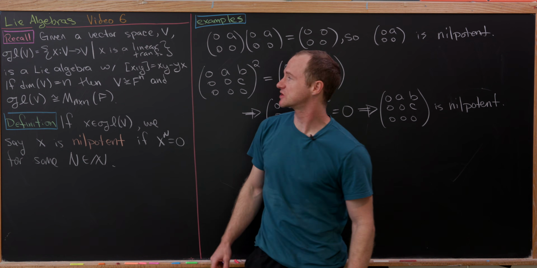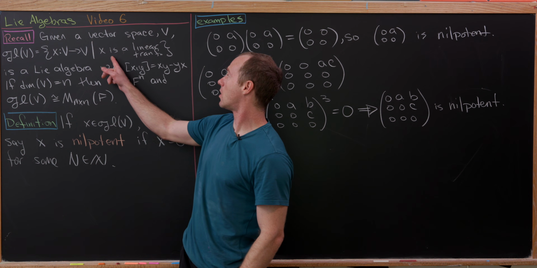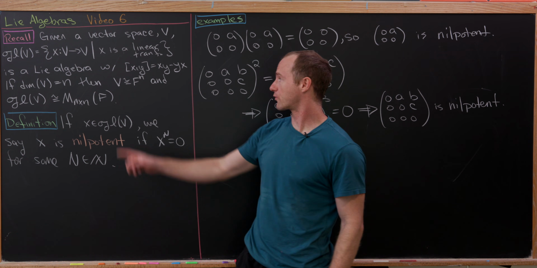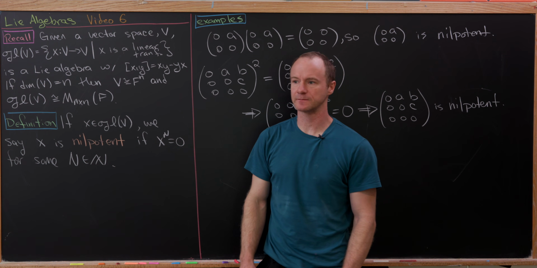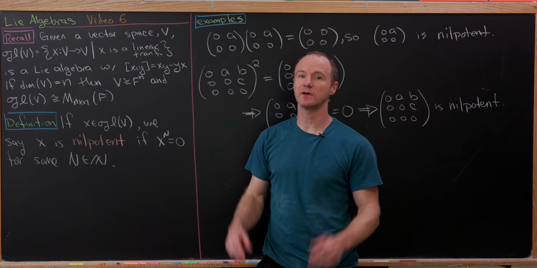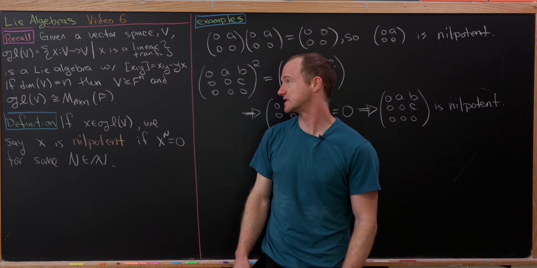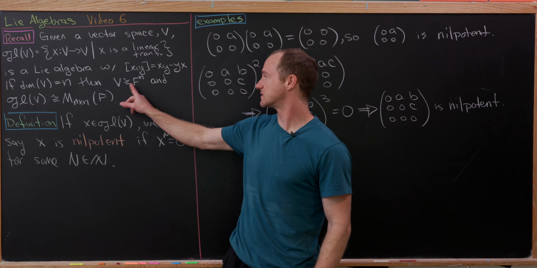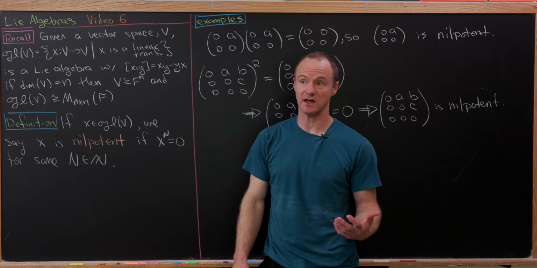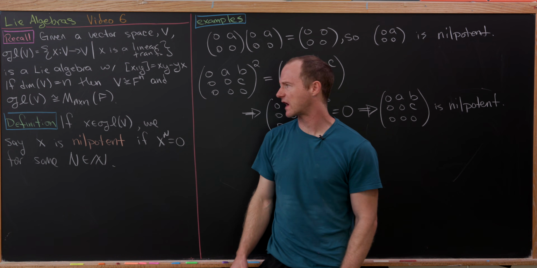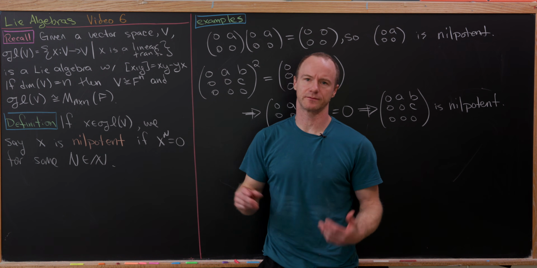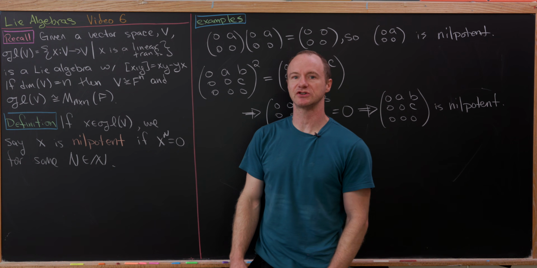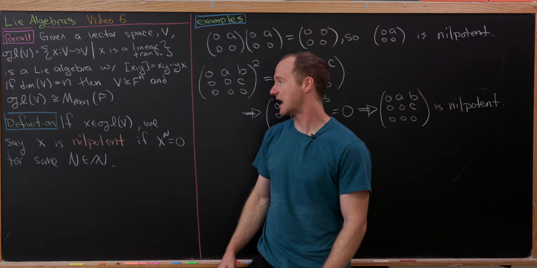Given any vector space V, the set of all linear transformations, which we'll call GLV, is a Lie algebra where the bracket is defined as the commutator. Maybe the canonical simple example for this would be n by n matrices. In fact, if the dimension of V is n, then V is isomorphic as a vector space to Fn, in other words, all column vectors with entries from F that are size n. And then GLV is isomorphic to the set of all n by n matrices with entries from our field F.